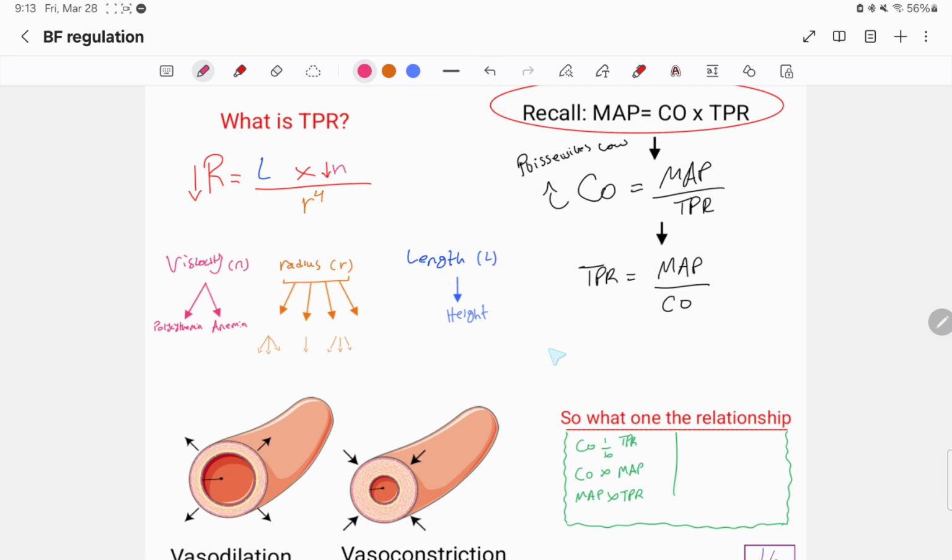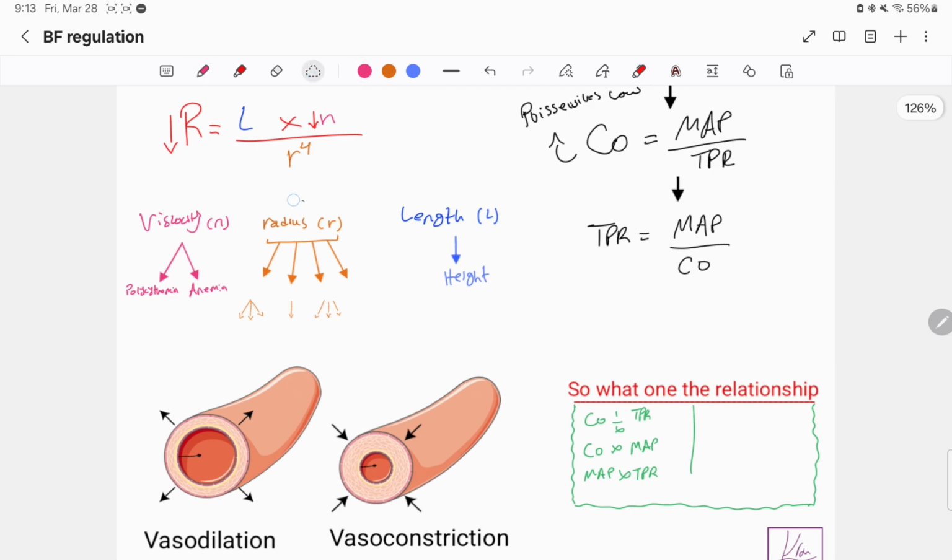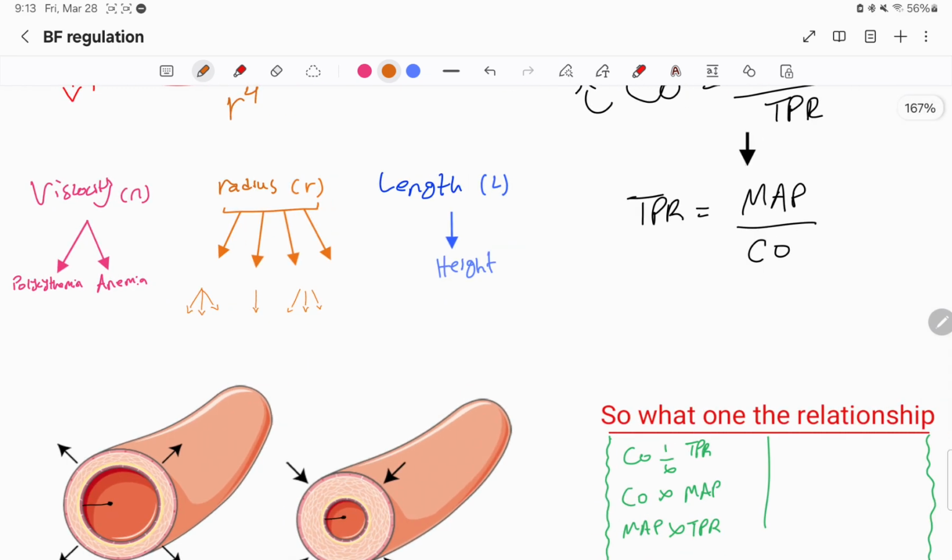Now, I'll tell you something right now. In a physiological state, when we're talking about vascular physiology, do we really care about the length of a blood vessel when we're talking about resistance? Not really. I mean, we care a little bit about viscosity because of diseases. But length, not really. It doesn't change after you've hit puberty. Maybe some slight changes here and there, but nothing really changes. The main contributor to resistance, total peripheral resistance, will be radius, by far. It is the main contributor by far, guys.